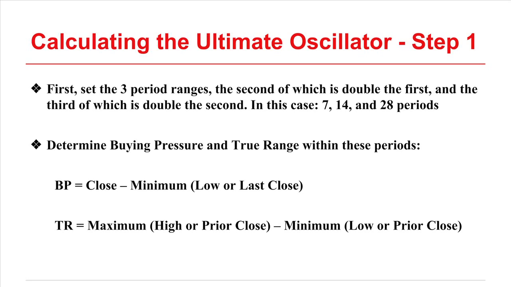And then within these periods, buying pressure and true range must be determined. Buying pressure is considered by Williams as the close minus whatever's lower, that day's low or the last day's close. Whereas the true range is whichever is higher, either that day's high or the prior close, minus whichever is lower, that day's low or the prior close.